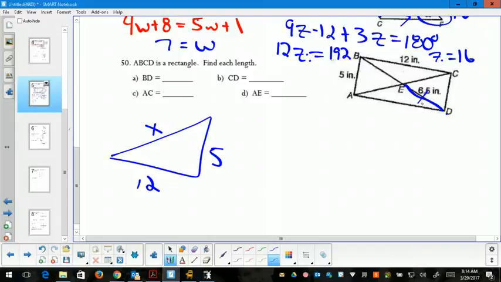So since diagonals are bisected and congruent on a rectangle, something you're supposed to know, BD is 13. AC is also 13 because the diagonals on a rectangle are congruent. CD is also 5. AE is also 6.5, half of the full diagonal length.